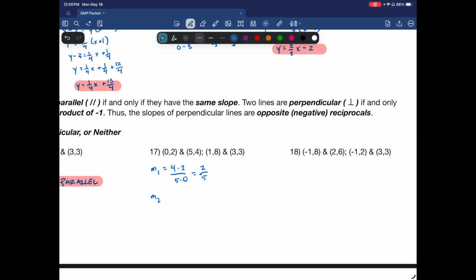All right, slope 2. It's going to be 3 minus 8 over 3 minus 1. This is going to be -5 over 2. All right, they're clearly not the same, so I need to check the product. So 2/5 times -5/2. All right, that is going to give me a product of -1. So this is perpendicular.